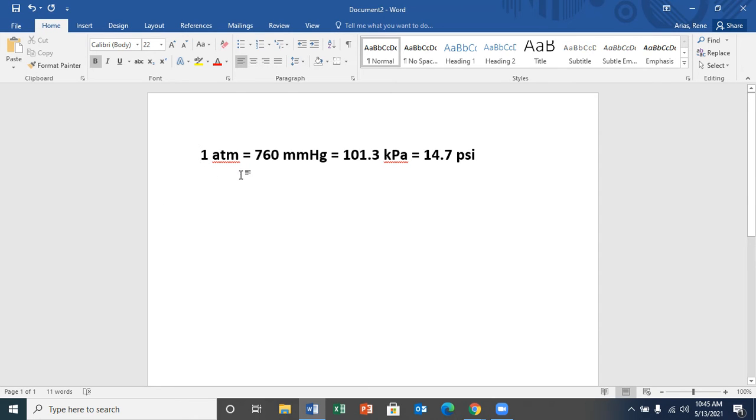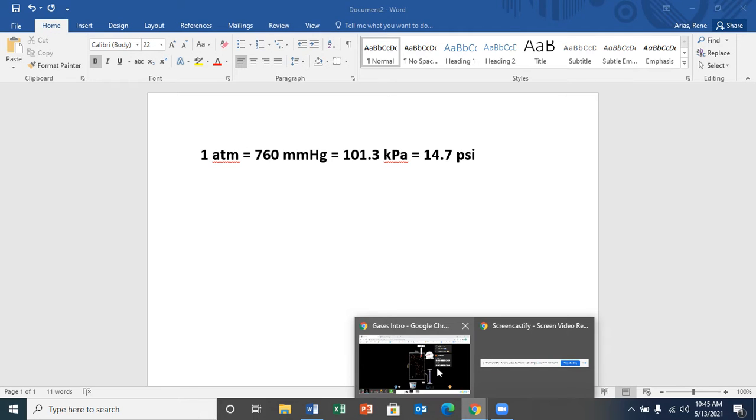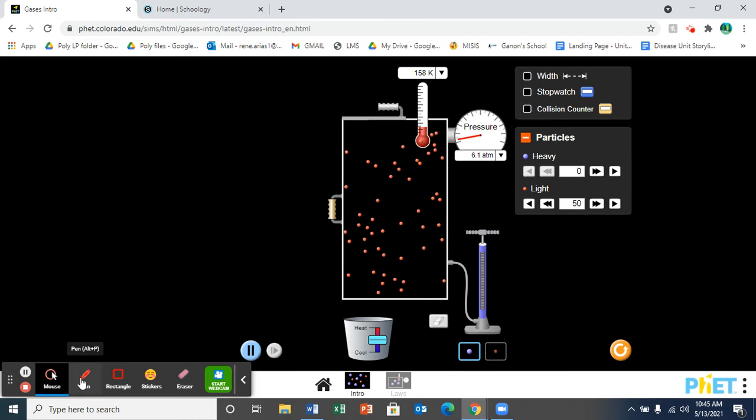So we know 1 atm equals 760 millimeters of mercury, which is also equal to 101.3 kilopascals. And I'm not sure if you're going to have problems on PSI, but if you do, that would be 14.7 PSI. Okay, so let me go ahead and I'll show you guys one conversion here.